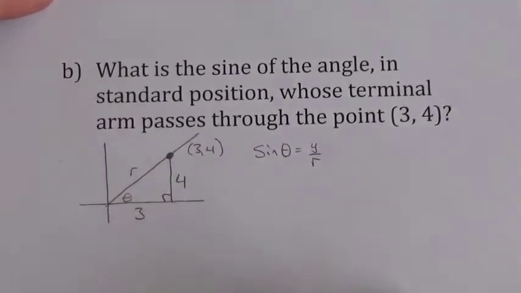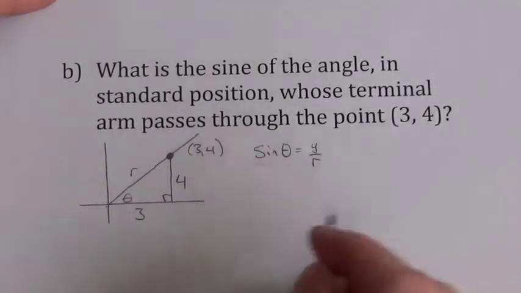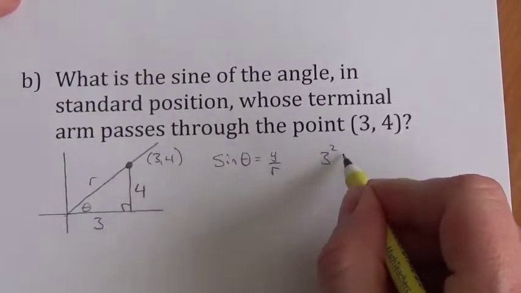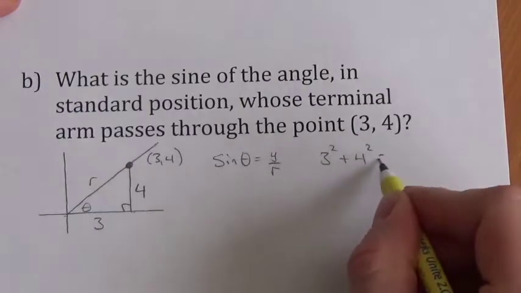Now, how do I do that? Well, what I got to do here is I got to employ the Pythagorean theorem. So I'm going to make this 3 squared plus 4 squared is equal to r squared.